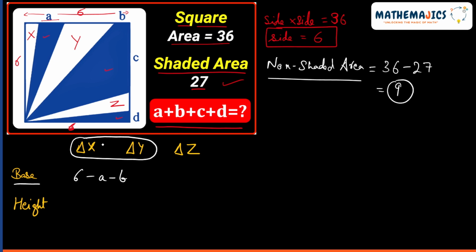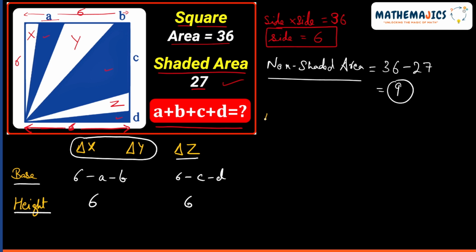And what will be the height for these two triangles? Height is the same, that is the length of this square, which is 6. Yes, the side of the square gives us the height for triangle x and triangle y. Similarly, let's look at triangle z. For triangle z, what will be the base? The base will be 6 minus c minus d. What will be the height? The height is the side of this square, that is 6. Okay. So here we have written the base and height for these triangles. Why did we write these base and height for these triangles?